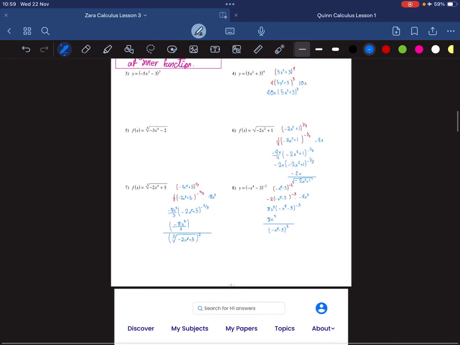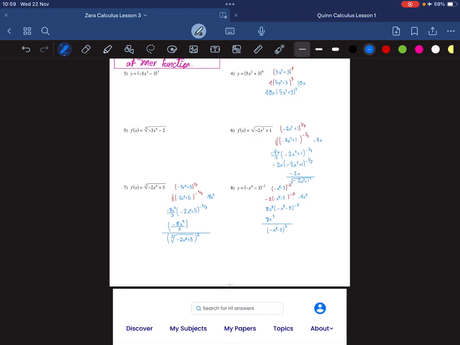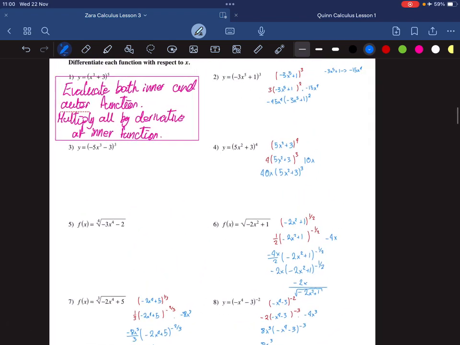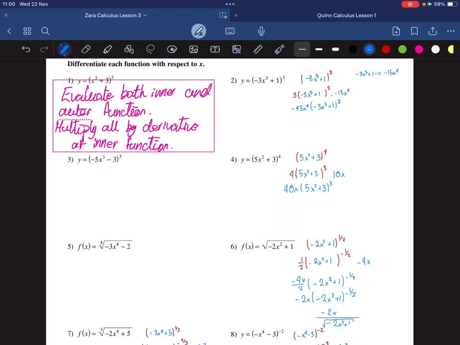So I hope this run through just helps. As always, any questions, just let me know. But for the chain rule, we're just going to evaluate both the inner and the outer function, multiply everything by the derivative of the inner function. Same as always.